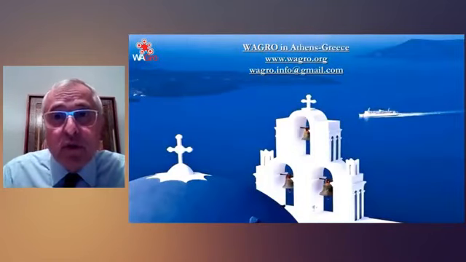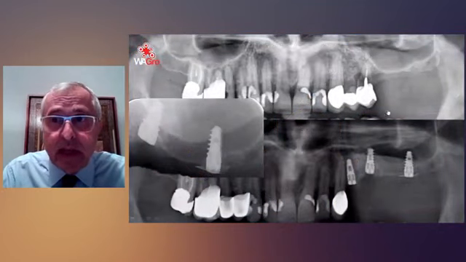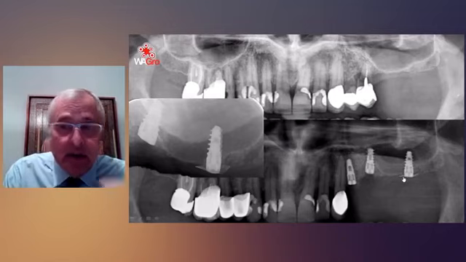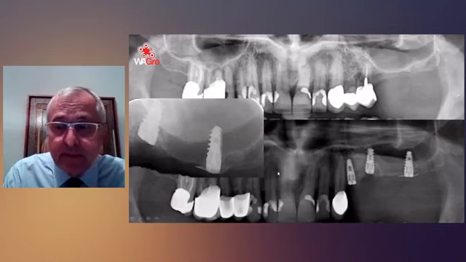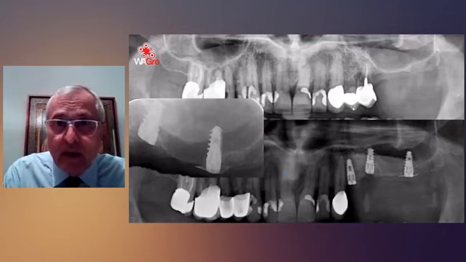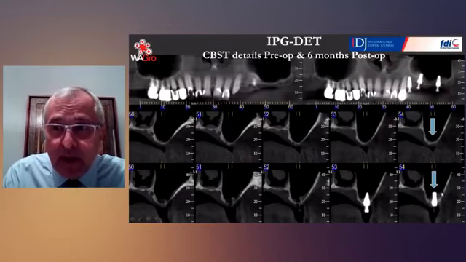And I'd like to show you a few more cases. Let's see this case here. You see how little bone we have. And you can see this line here is the titanium mesh. You can see it better here, the titanium mesh. See here, pre-op, how little bone we have. You see here the detail, the CBCT details, and look here, the bone around the implant.